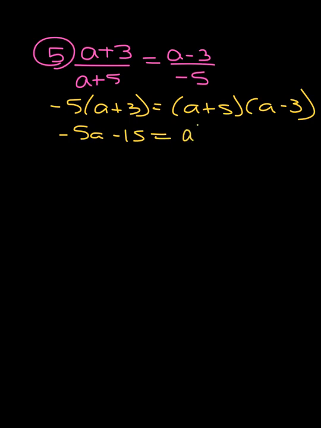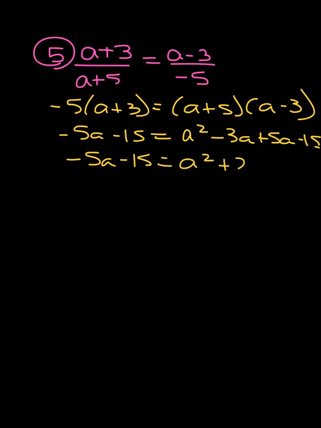So it gives me a squared. My outside is negative 3a. My inside is positive 5a. And my last is negative 15. I'll rewrite what I have on the left-hand side because on the right-hand side I need to combine my terms. So I get a squared plus 2a minus 15. So this is where students get stuck a lot. What do I do from here?